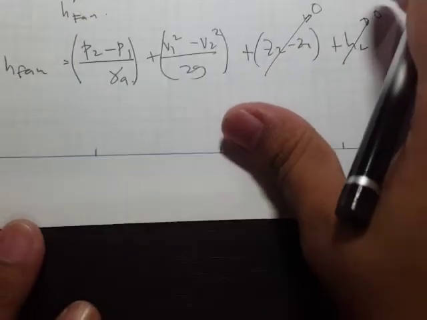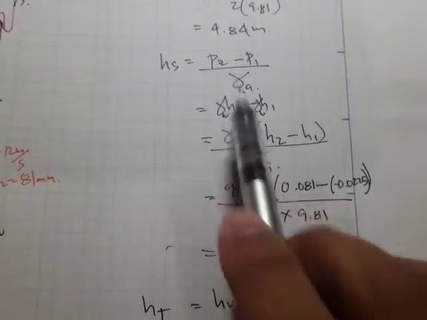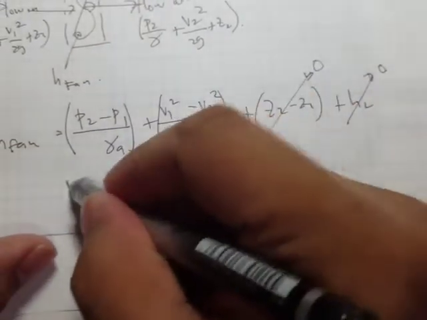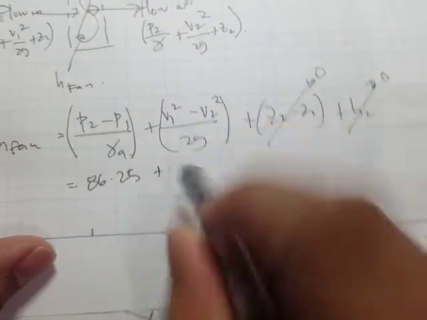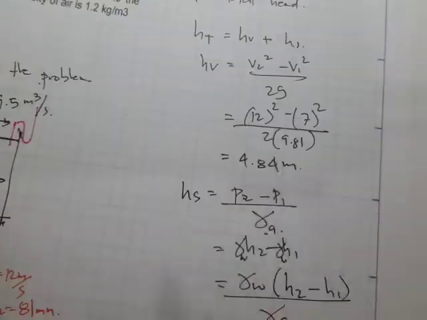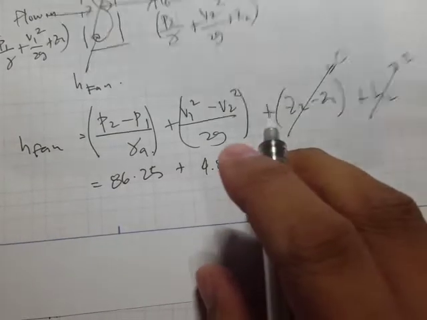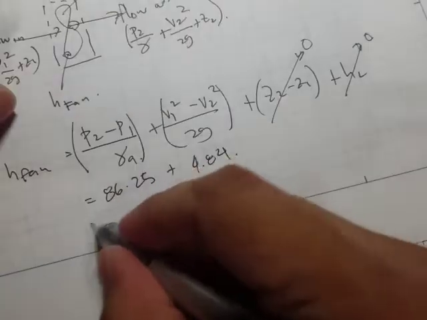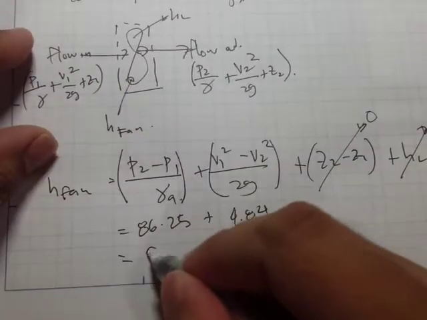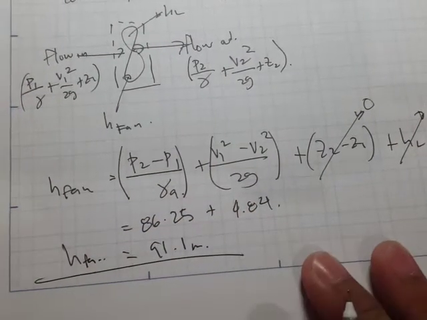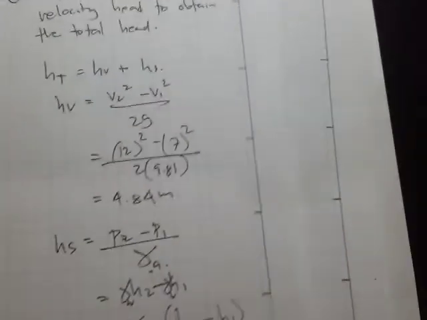And this is 0. This is also 0. And therefore, this is exactly the same equation as the one for the HS. So this is 86.25. And for this one, the velocity head is 4.84. And therefore, our total is 91.1 meters. All right, so I think that's it. Then let's do another sample problem.